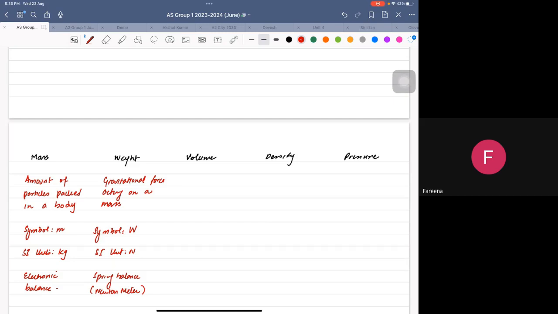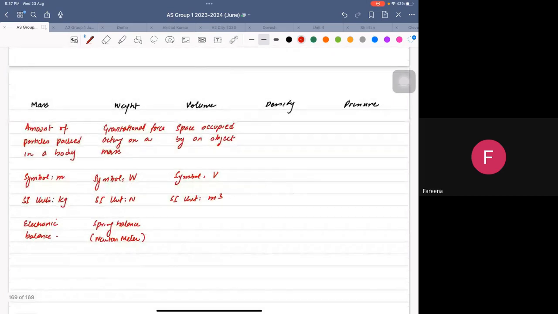Then comes volume. Volume is basically the space occupied by an object. The symbol we use for volume is V. The SI unit for volume is meter cube, and volume has a couple of formulas for regular shapes that we gotta see. Now you need to learn these as well because you will be using these a lot.